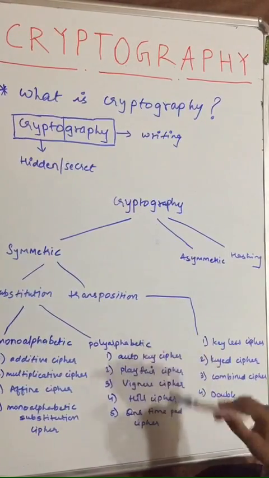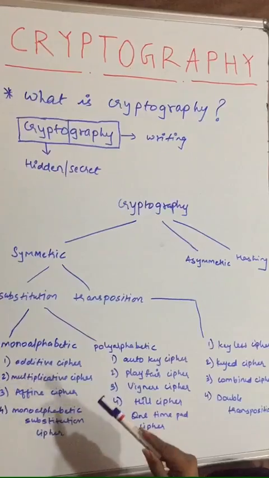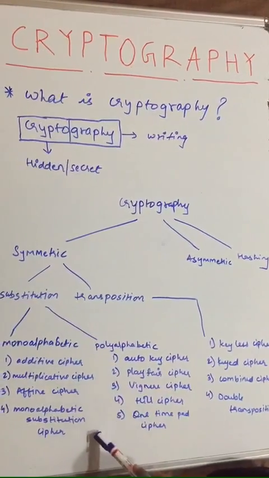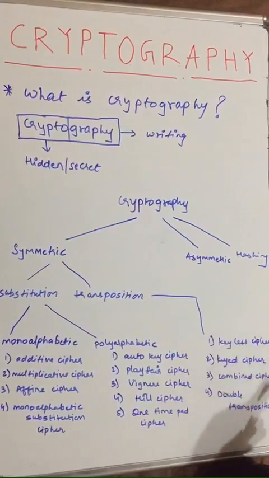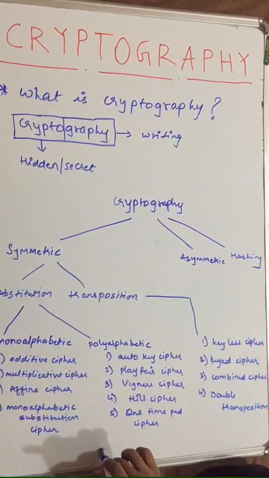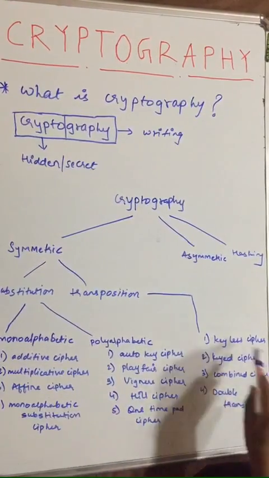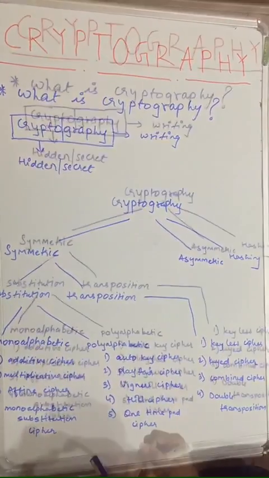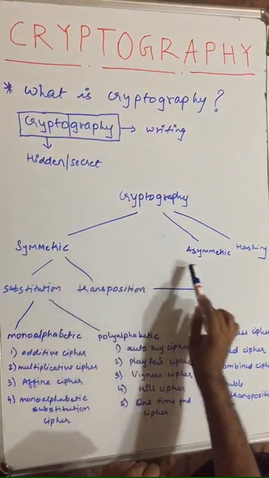From the next lectures we are going to learn one by one about all of these monoalphabetic methods, all of these polyalphabetic methods, and all of the transposition methods, and we'll learn how to solve and how encryption and decryption are done using all of these cipher methods. All right. So first of all, let me give you a basic idea about symmetric and asymmetric.